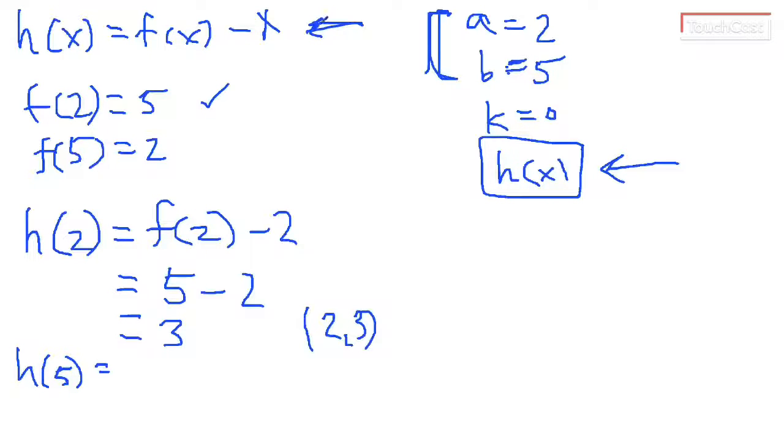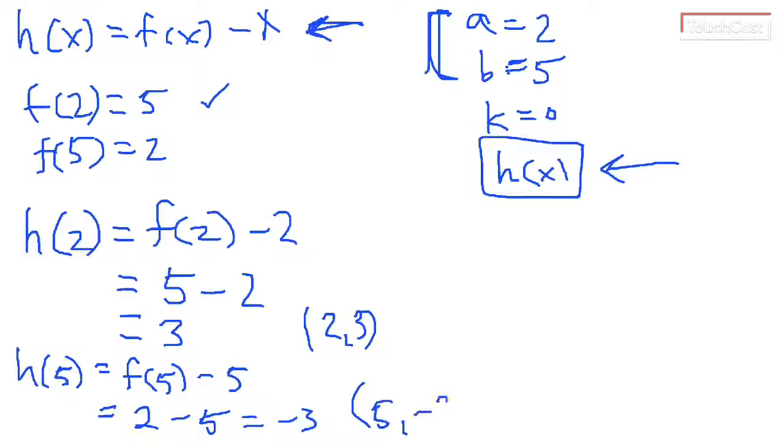Now I'm going to find h of 5. Remember, I'm using this h rule. That's going to be f of 5, take away 5. Well, f of 5 I've been told is 2. 2 take away 5 is negative 3. So I have a second ordered pair, which is 5 comma negative 3.